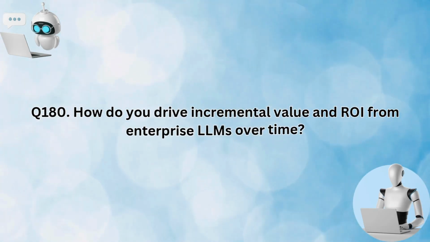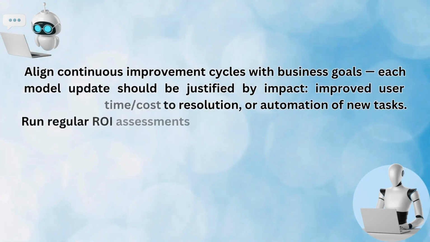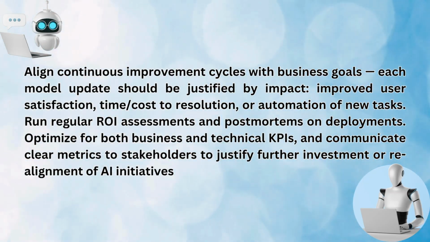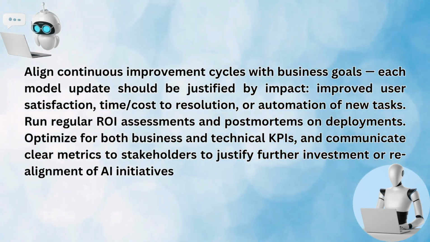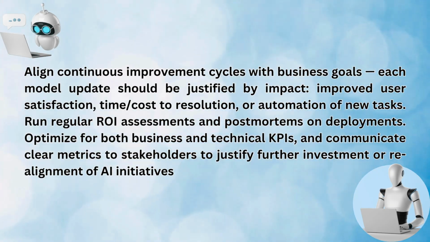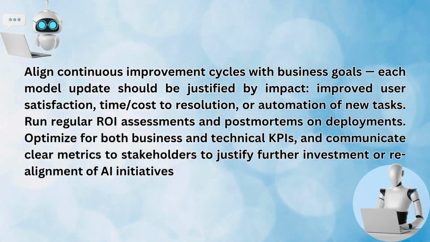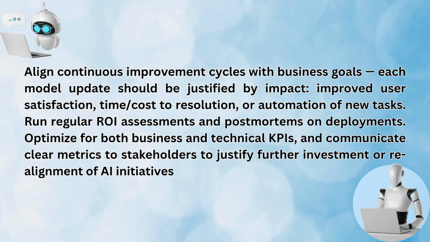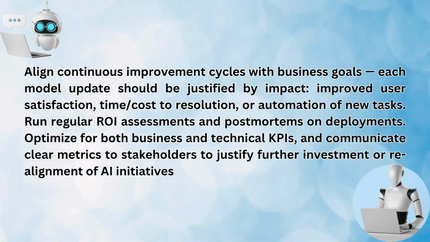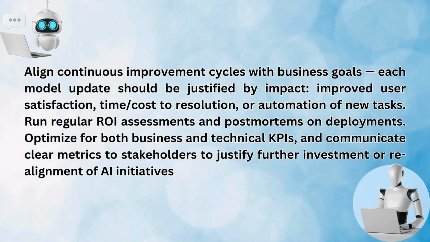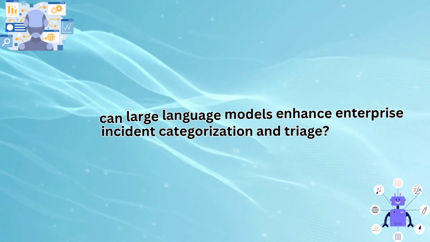How do you drive incremental value and ROI from enterprise LLMs over time? Align continuous improvement cycles with business goals. Each model update should be justified by impact, improved user satisfaction, time/cost to resolution, or automation of new tasks. Run regular ROI assessments and postmortems on deployments. Optimize for both business and technical KPIs, and communicate clear metrics to stakeholders to justify further investment or realignment of AI initiatives.